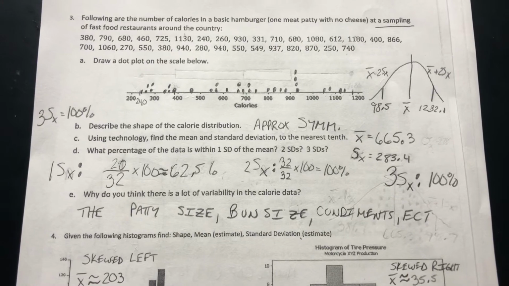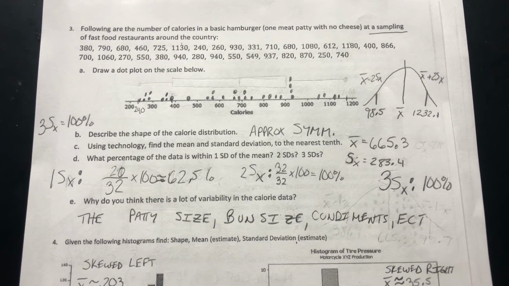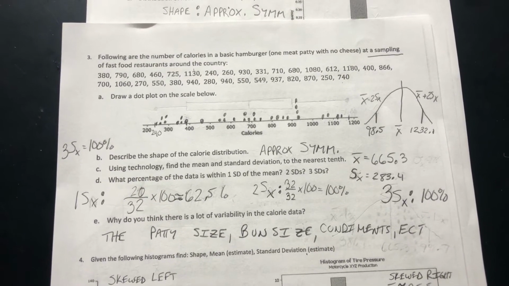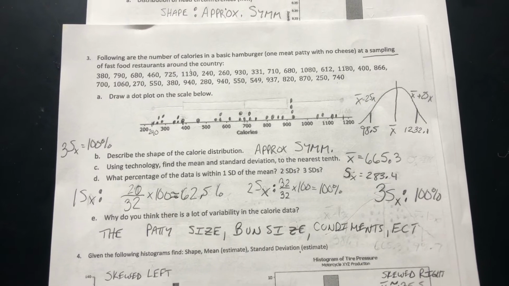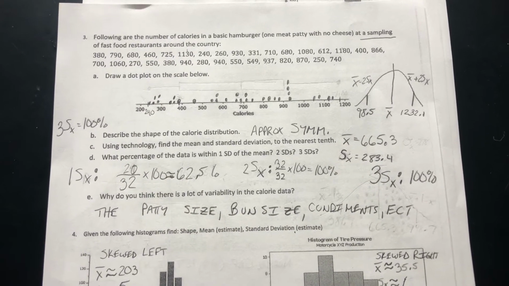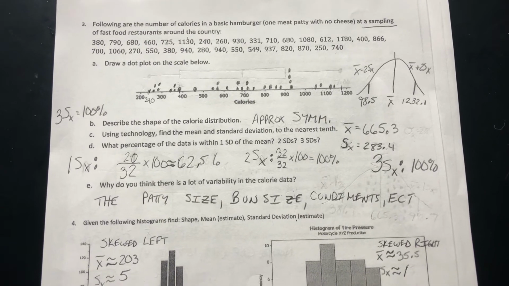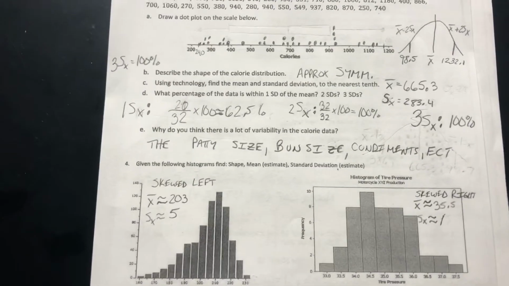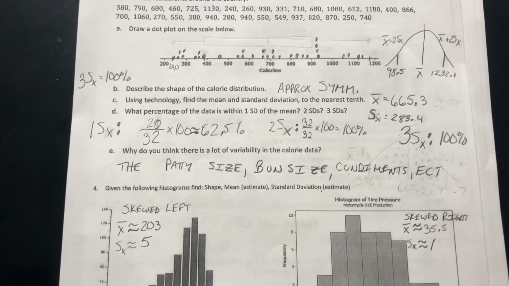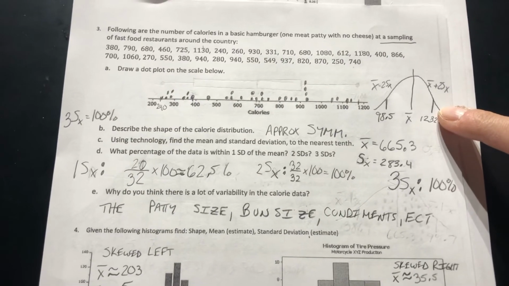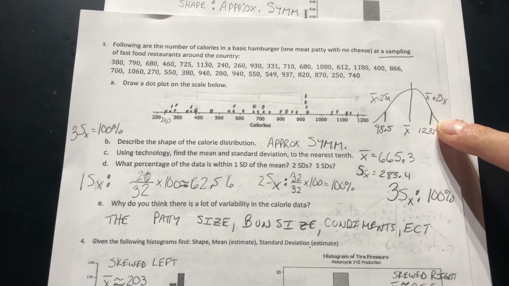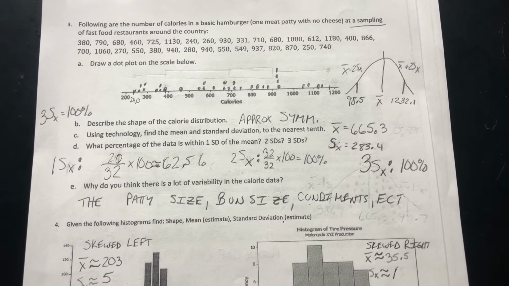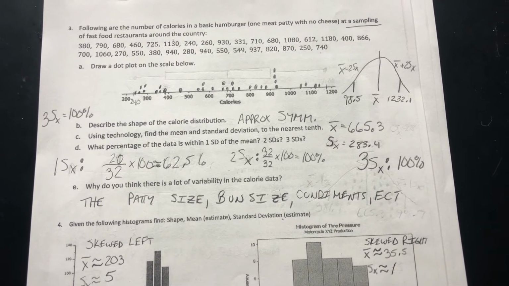Now, our mean is 665.3, and our sample standard deviation this time, we're using the sample because this is obviously not all the hamburgers throughout the entire country. This is a sample. It says sampling, so we use S sub x and get 283.4. For D, it says, what percentage of data is within 1 standard deviation? You can use this style for all the questions. So 1 standard deviation above, you would be adding the standard deviation of 283.4 to 665.3.